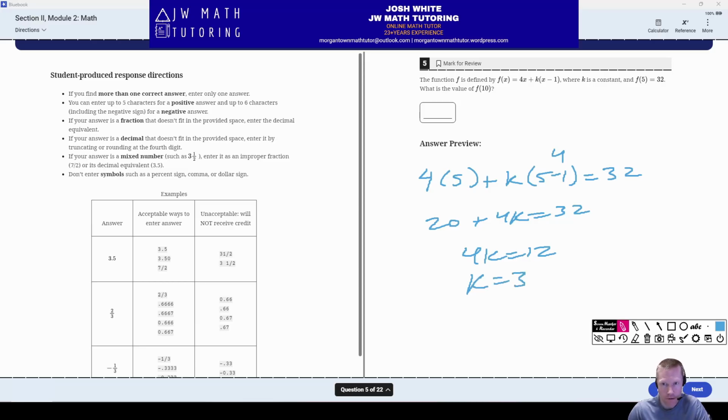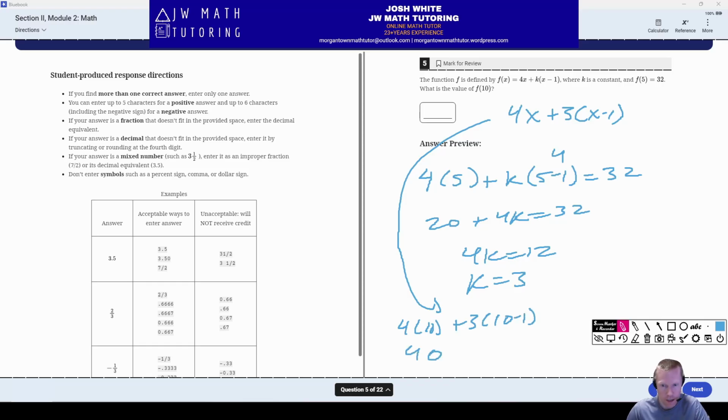So now we have 4x plus 3 times (x minus 1). We don't have to multiply it out and simplify. We can just plug 10 in, as it's given here. So 4 times 10 plus 3 times (10 minus 1). 40 plus 3 times 9 is 27. The correct answer should be 67.